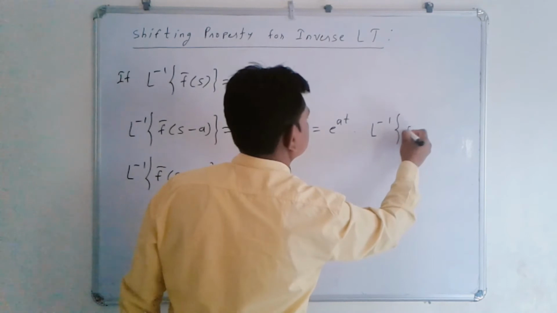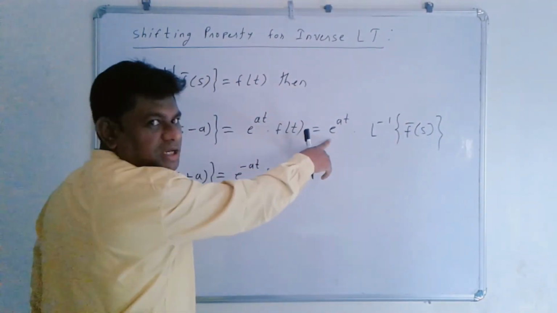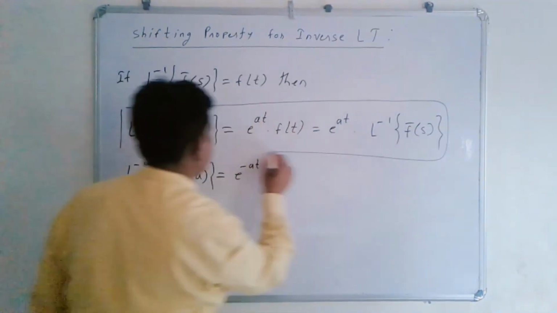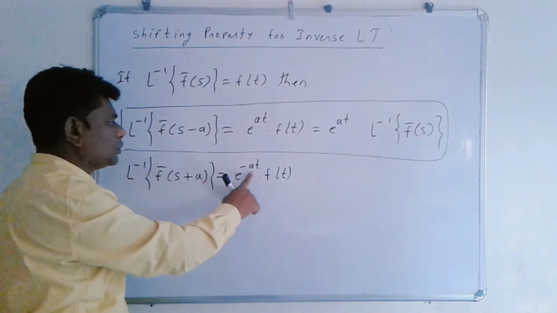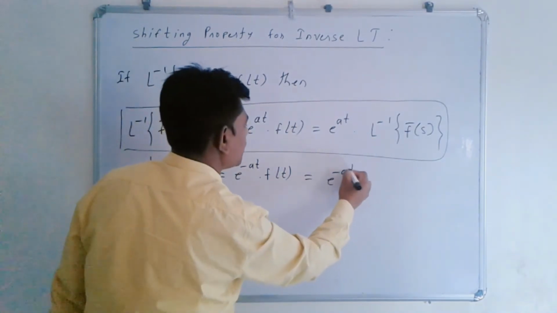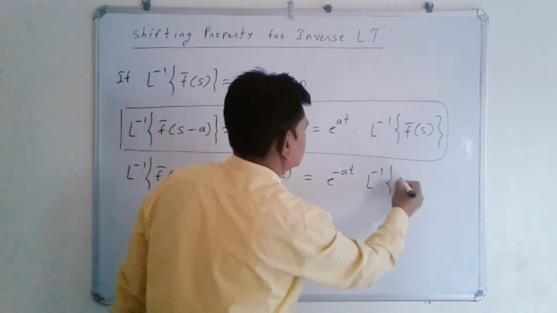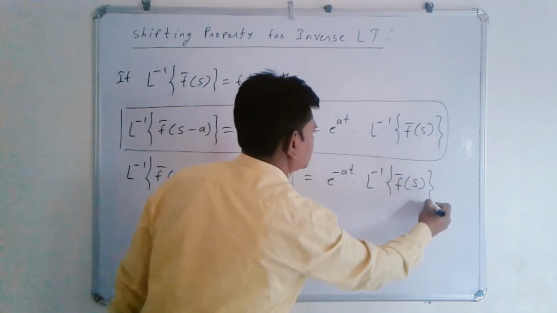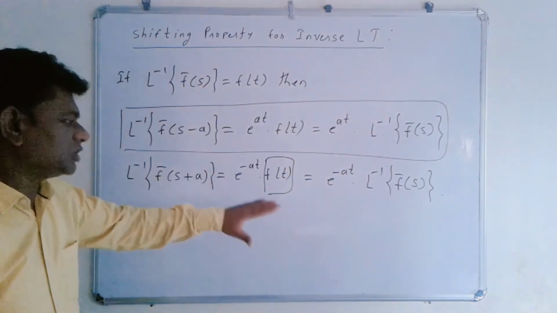We write it as L inverse of f bar s minus a is equal to e to the power at times inverse of f bar s, and L inverse of f bar s plus a is equal to e to the power minus at times f of t, which is equal to e to the power minus at inverse of this, again f of t be the inverse of f bar s.